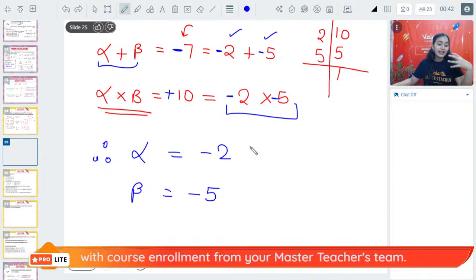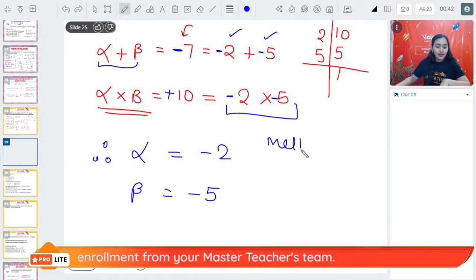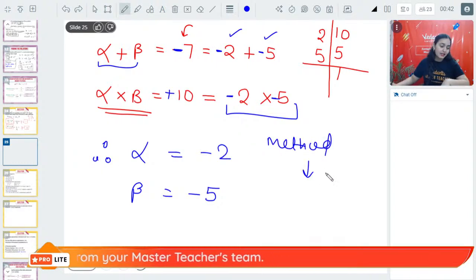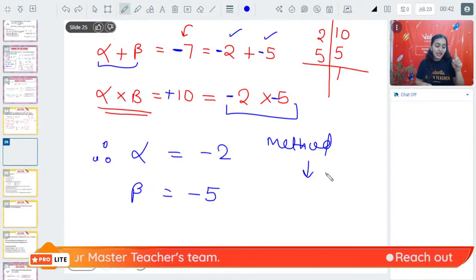After that, what we did, now this method is called what? Can anybody tell? You have learnt it already. What is the name of this method?